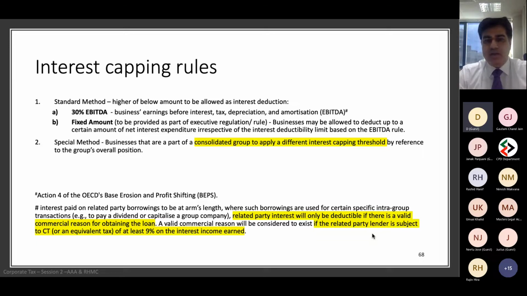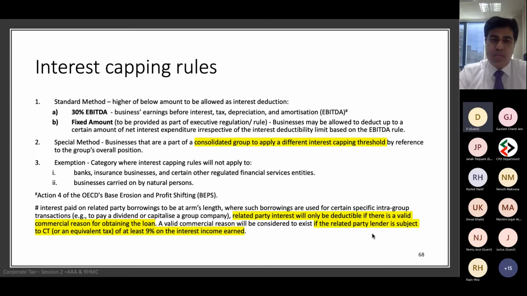The valid commercial reason will be considered to exist if the related party lender is subject to corporate tax or equivalent tax of at least 9% on the interest income earned. So if the related party is earning an income and you are paying the expense here, that's perfectly fine. But at least 9% taxation should be there on the other side of the fence.